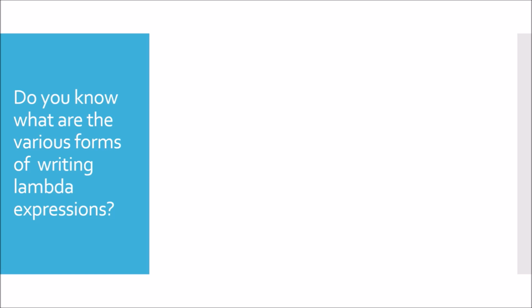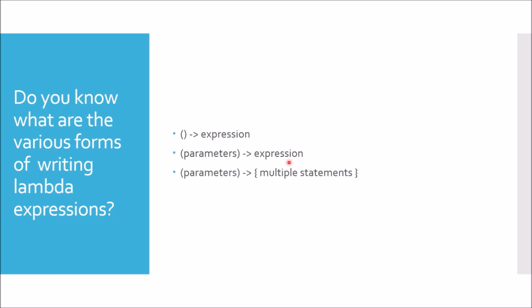So basically there are three ways. The first way, if you don't have any parameters, you can use the parentheses and then provide the expression. If you have parameters, use the parentheses and then write the expression. Now if you have multiple parameters and multiple statements to write, you can use the parentheses and write the multiple statements separated by semicolons within brackets. So remember, these are the three various forms.